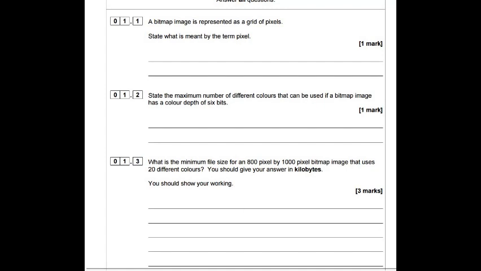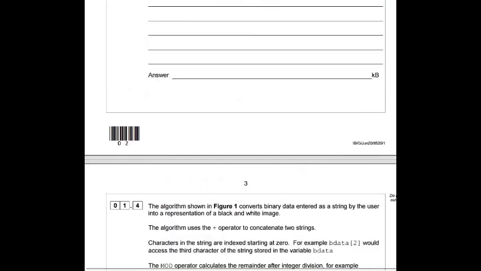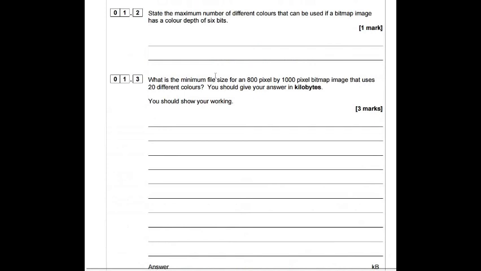Let's get to part 3. What is the minimum file size of an 800 pixel by 1000 pixel bitmap image that uses 20 different colors? You should give your answer in kilobytes. This is where we need to show our working. It's 3 marks.